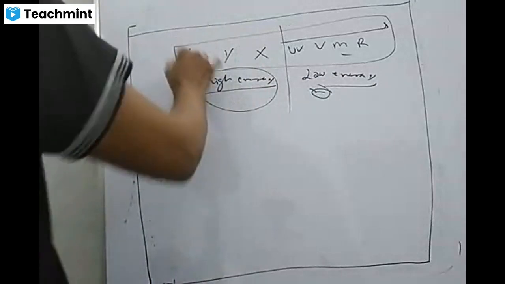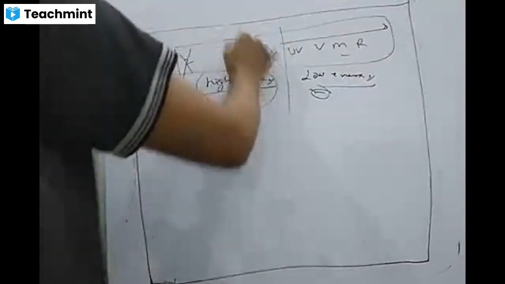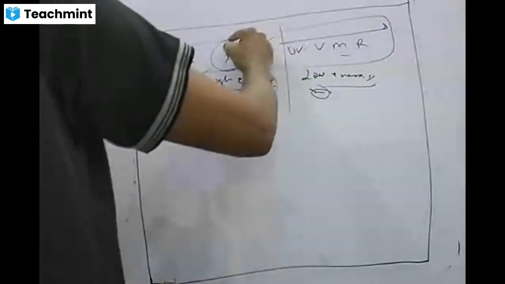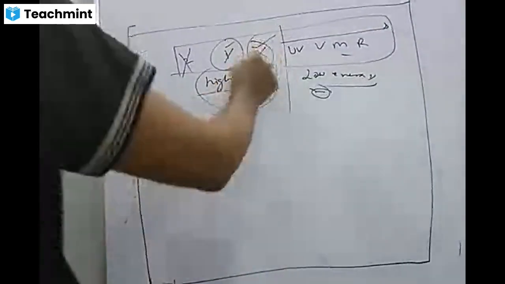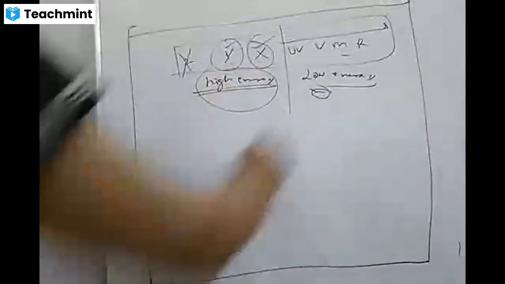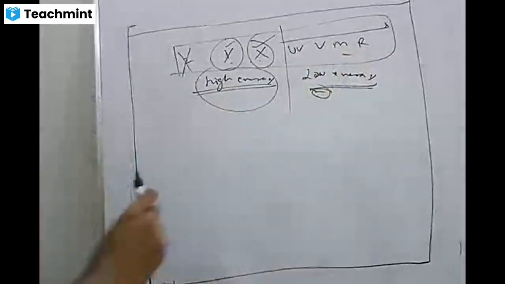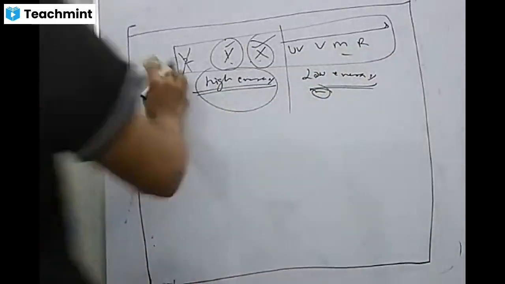Out of these, cosmic rays are of no use for diagnostic and therapeutic purposes. We are concerned with X-rays and gamma rays. So these two rays come under high energy radiations, and this part of the spectrum comes under your low energy radiations. Then we discussed the X-ray tube and generators.